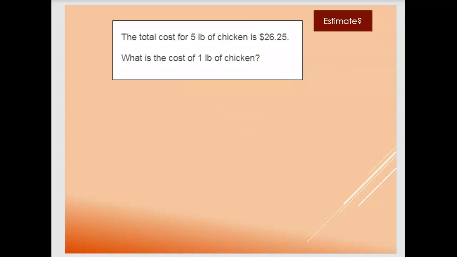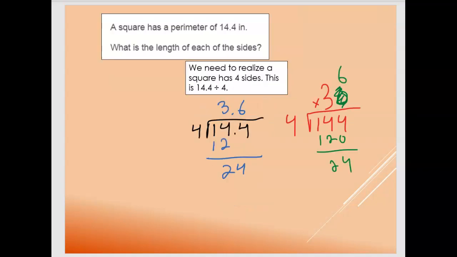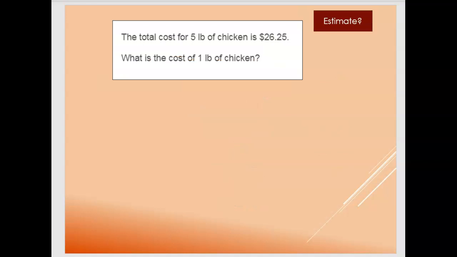Oh, I've been forgetting to estimate. What's the total cost for 5 pounds of chicken? The total cost for 5 pounds of chicken is $26.25. What's the cost of 1 pound? So if that's 5 pounds, we have to divide that by 5 to get the cost of 1 pound. Sorry, didn't mean to flip to the answer. I'm thinking the answer is going to be around 5 because I know 25 divided by 5 is 5 just from memorizing the multiplication table. So it should be around 5. If you get something like 50, then you'll know you might have made a mistake with your decimal point.